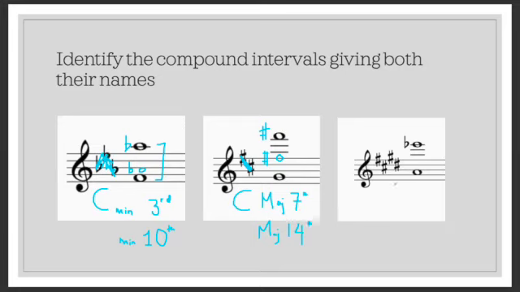And then the last one here, interestingly enough, the key signature or the accidentals here don't actually affect the interval itself. This is still an A natural. F, C, G, D. So this is still an A natural. So A natural to E flat.